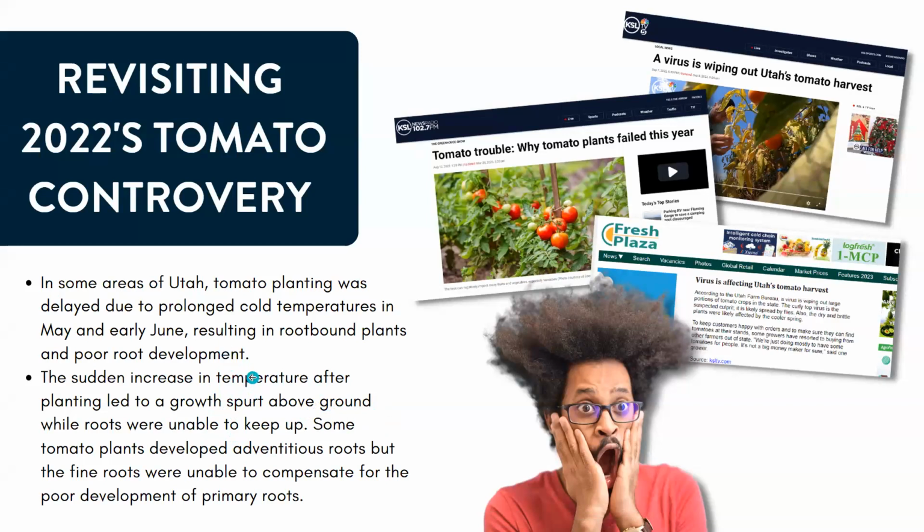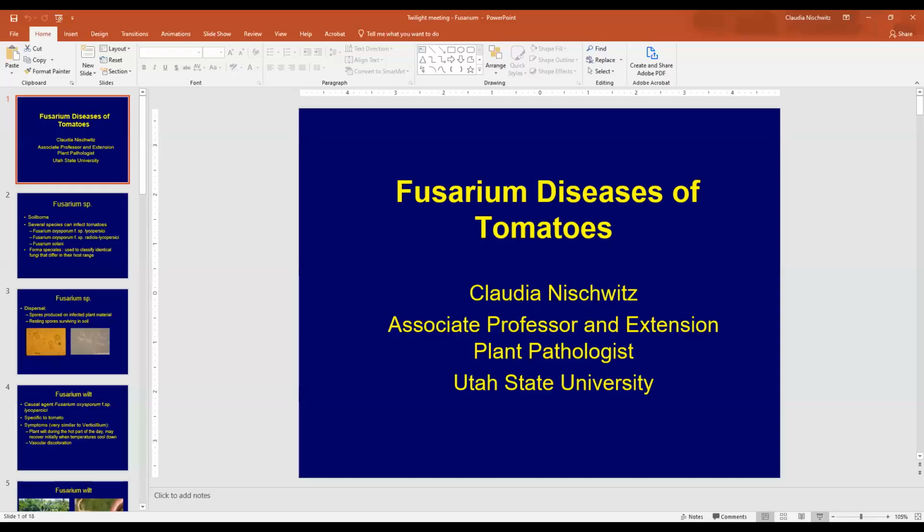the primary roots. And then tonight, I'll allow Claudia to share her screen, and she's going to talk to us about some different diseases we have in our tomato plants, especially Fusarium, which is very common here in Utah. So Claudia, I'll let you share your screen. Let's see. Can you all see it?